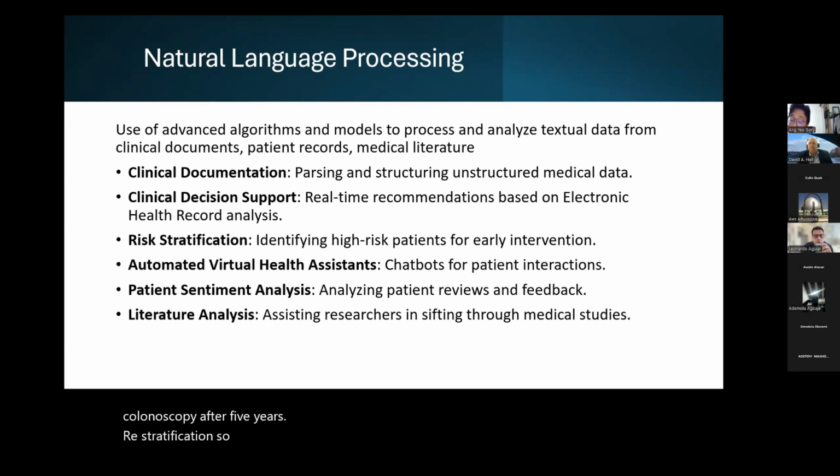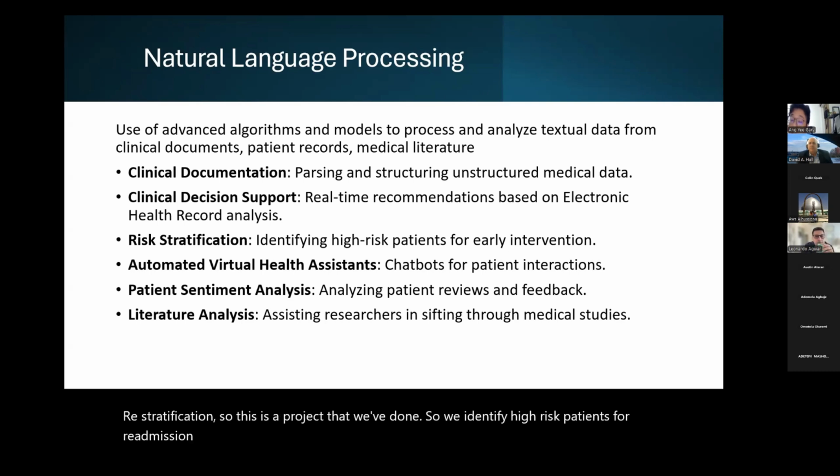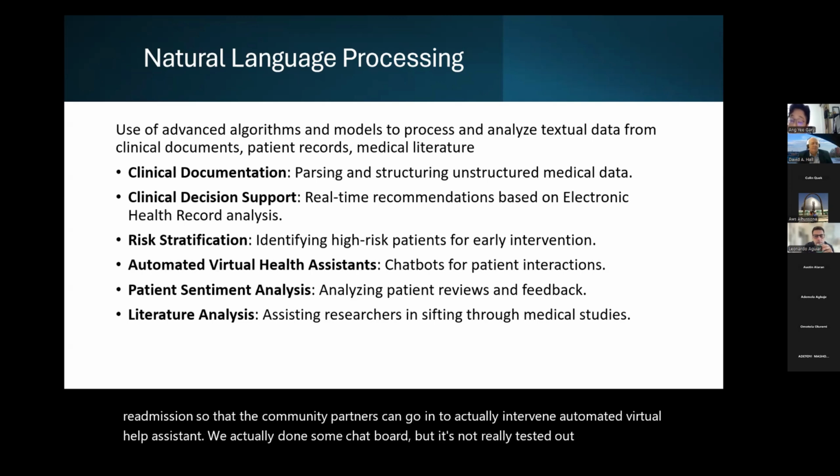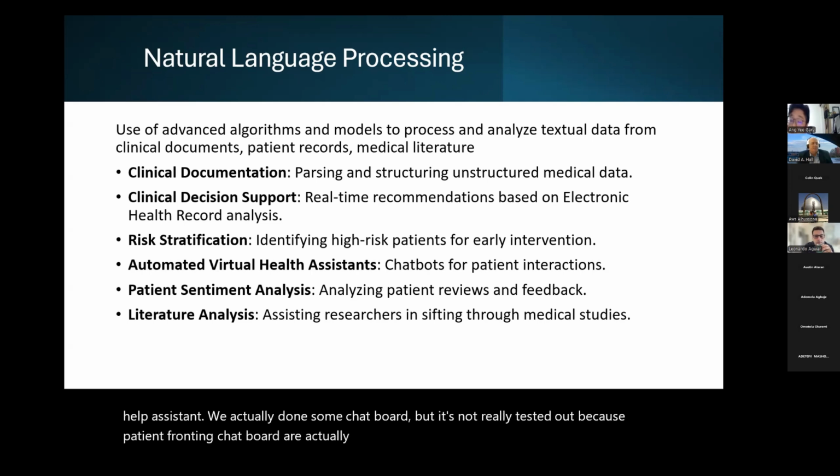This is a project that we've done. We identify high-risk patients for readmission so that community partners can go in to intervene. Automated virtual health assistant: we have done some chatbots, but they're not really tested out because patient-facing chatbots are actually quite high risk. I'll mention more later. Patient sentiment analysis.